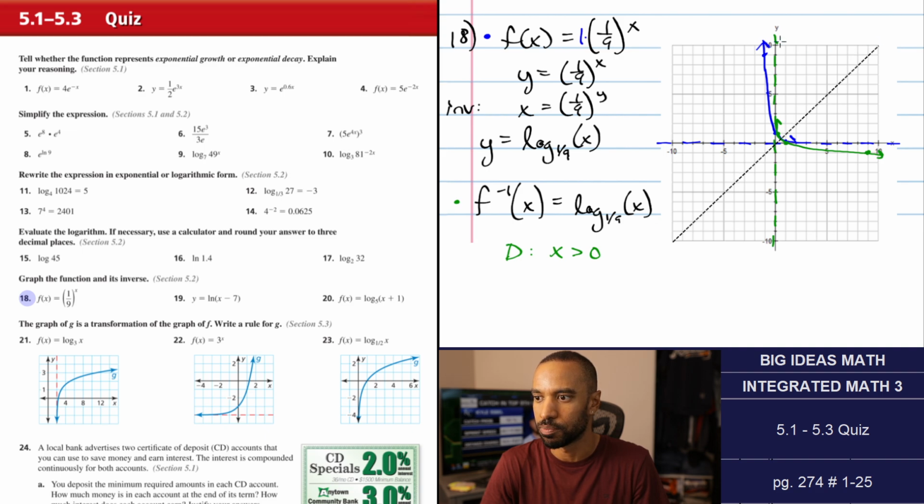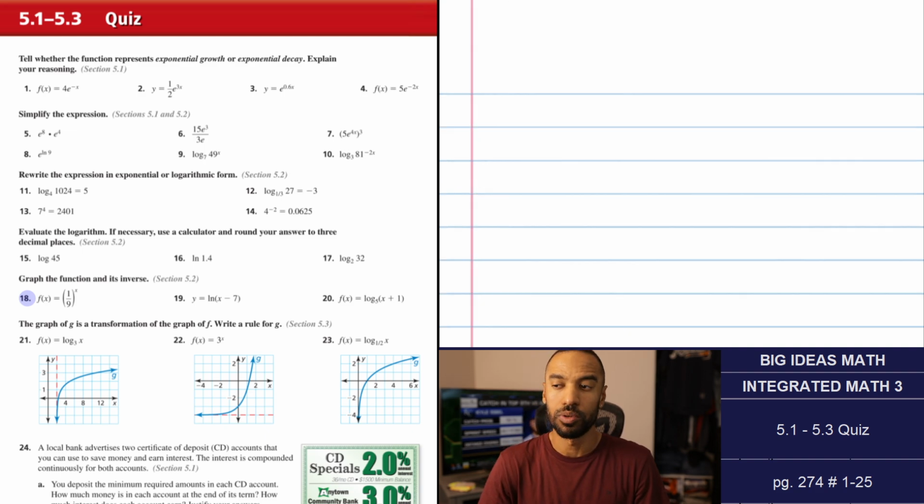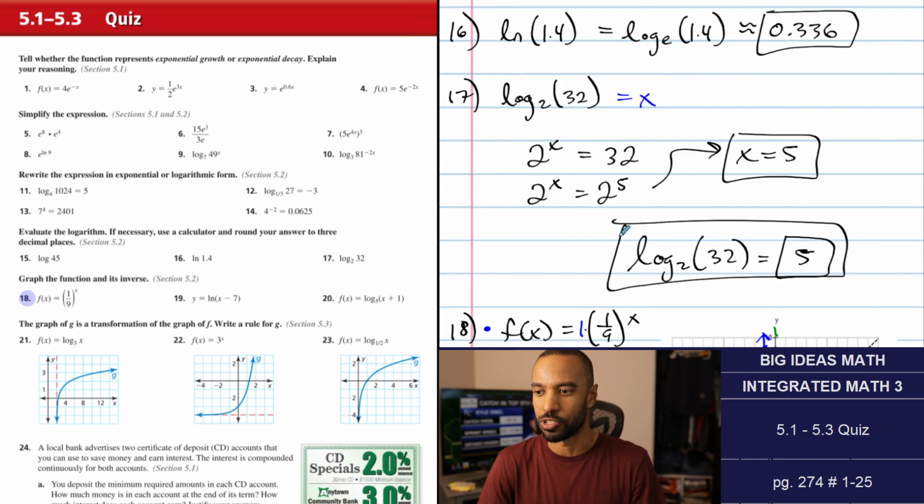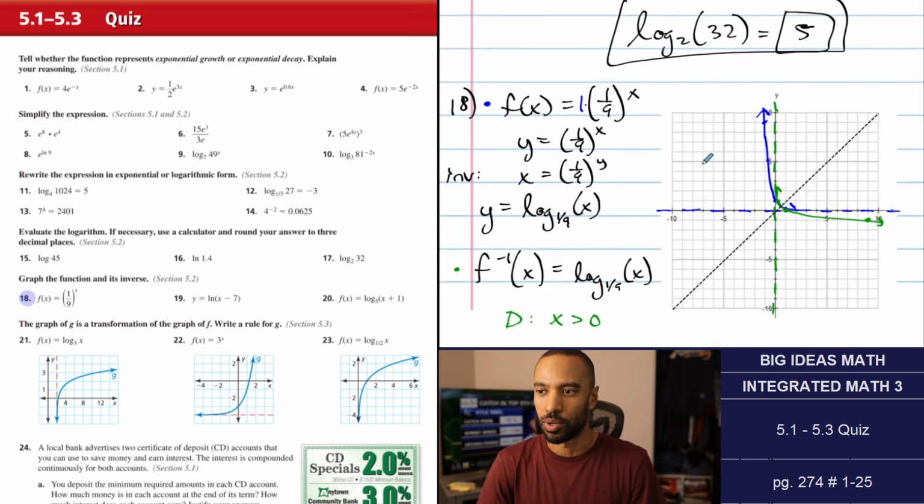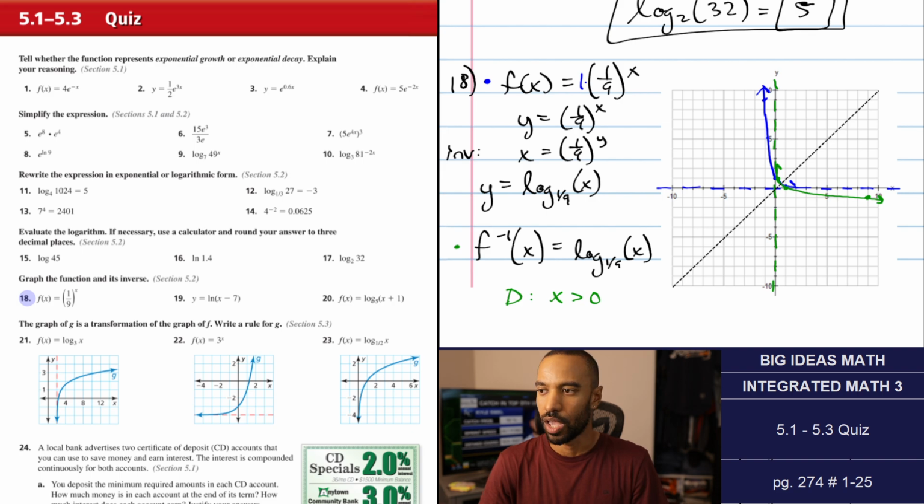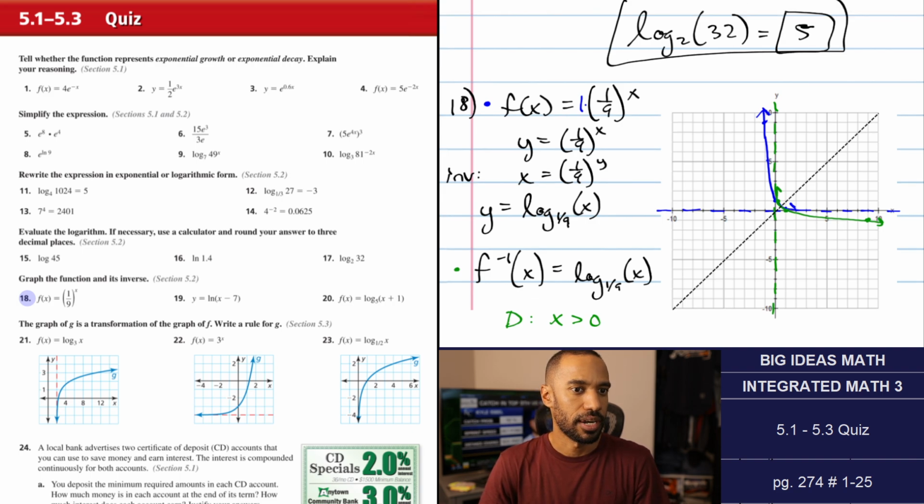So we did find its inverse using methods in 5.2 and from before. Whoopsie, I wanted you to see that for a second longer. In 5.2 and everything you saw before. All right, let's go to number 19.